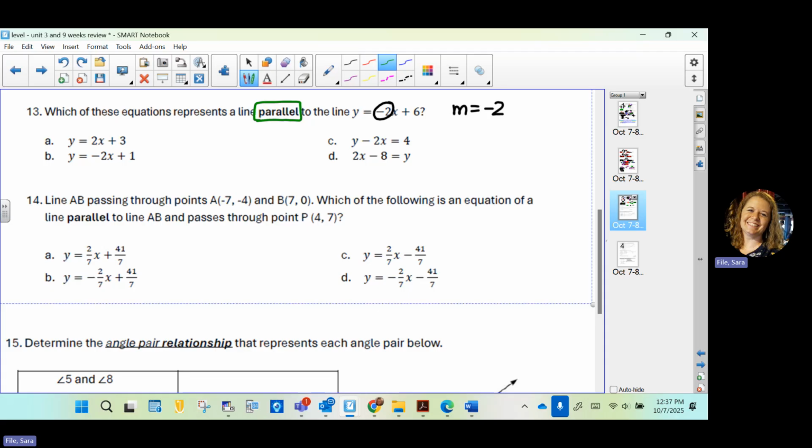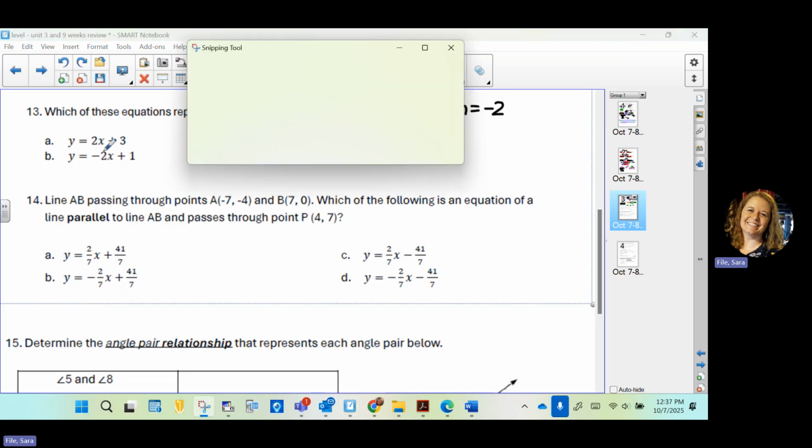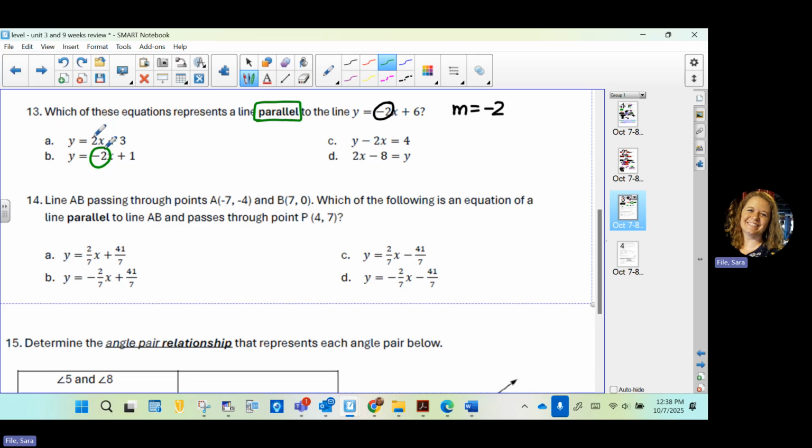Okay, A and B are both written in y equals, so you can see the slope. Here the slope is 2, here it's -2. So that's the one we want, that -2. This one's wrong because it's not negative.